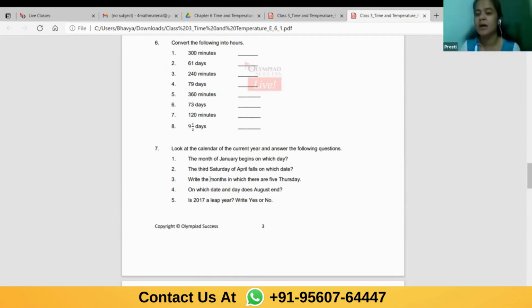Okay, Bacha. Question number 7, third question we are doing. Write the months in which there are 5 Thursdays. So we are referring to the calendar of this year. There are 4 months which have 5 Thursdays: April, July, September, and December. Any other confusion? Ishan, is there any other question? Daksh, any other question? No, ma'am.